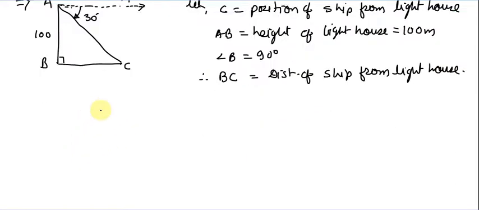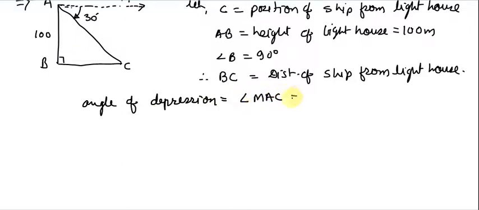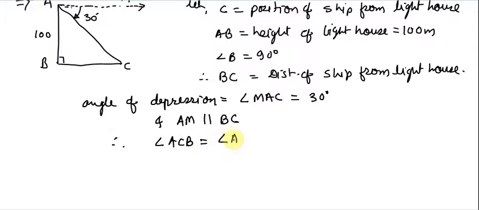So angle of depression is equal to angle MAC equal to 30 degree, and we know that the horizontal line is parallel to the ground, that is AM, the horizontal line, is parallel to the ground BC. Therefore angle ACB is equal to angle MAC equal to 30 degree by alternate angles. These are alternate angles.